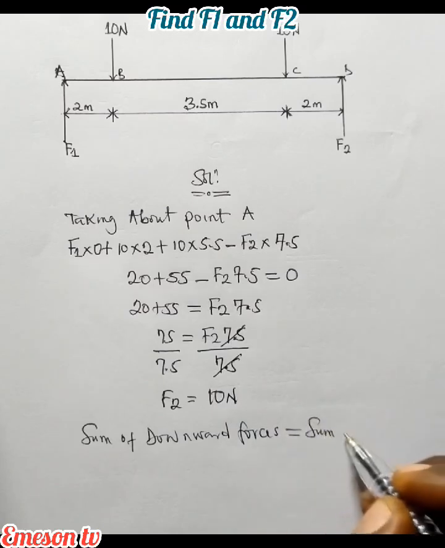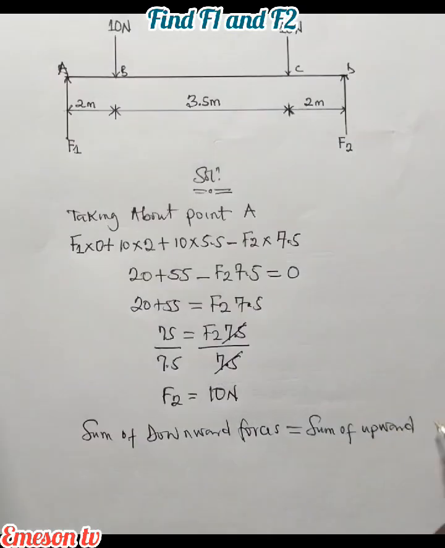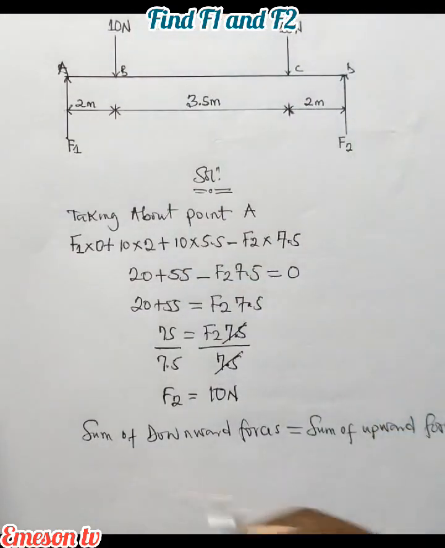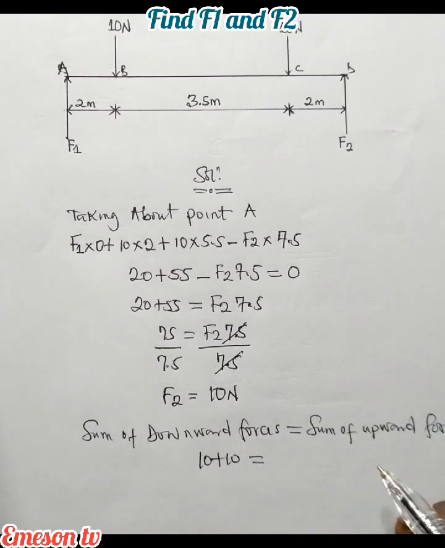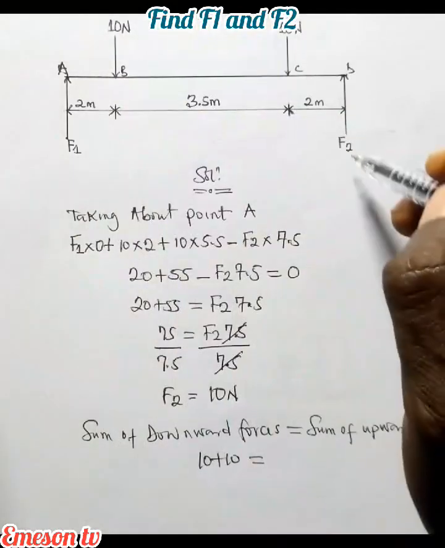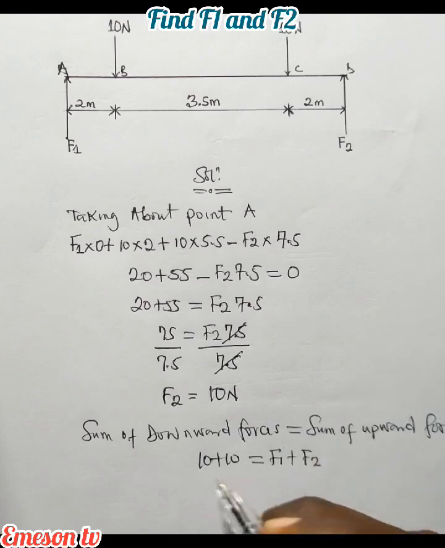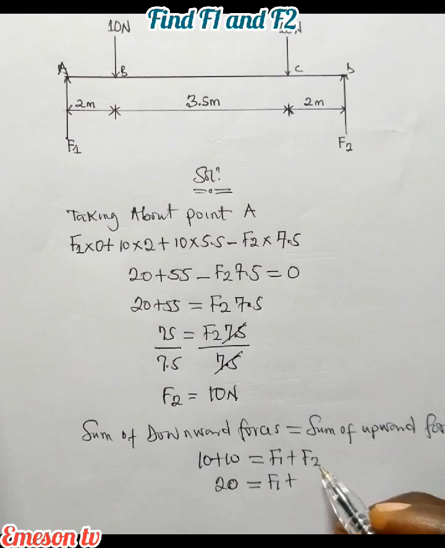Sum of upward forces. So the sum of downward forces is this. These are the downward forces in this system, which is 10 plus 10 equals sum of upward forces, this and this, which is F1 plus F2. So 10 plus 10 is what? 20 equals F1 plus F2.